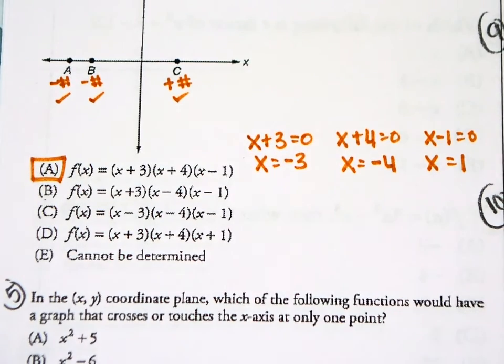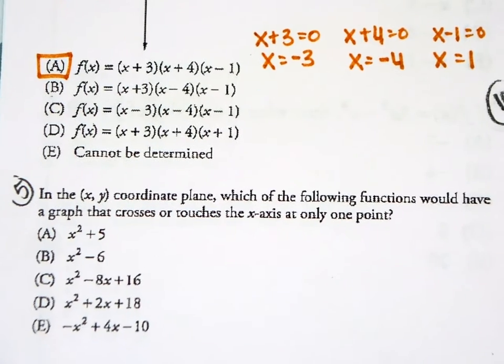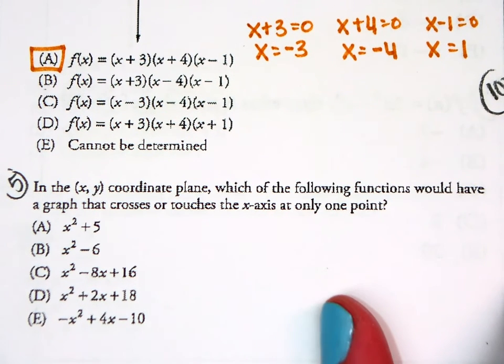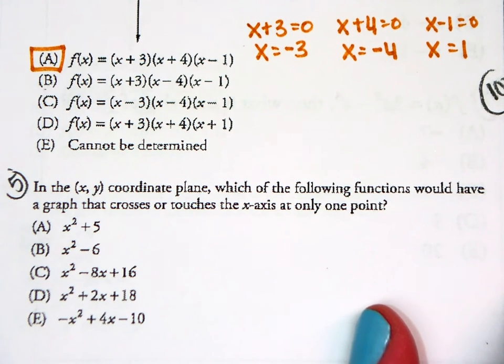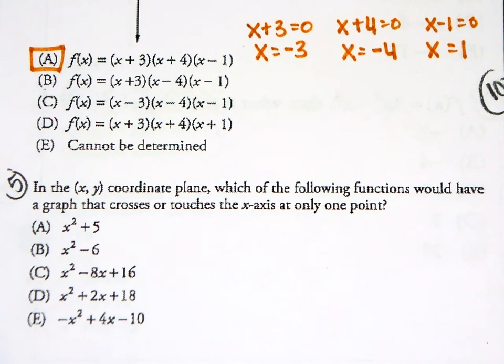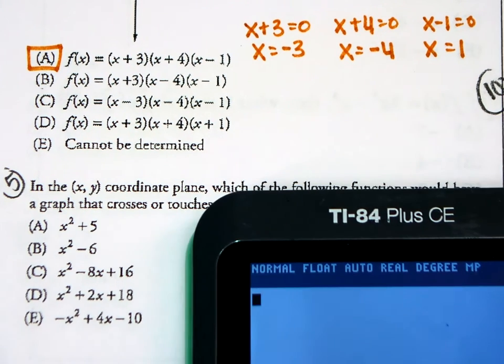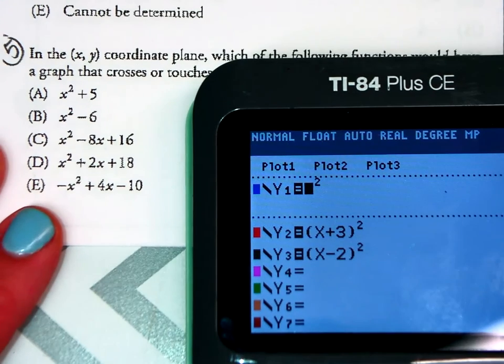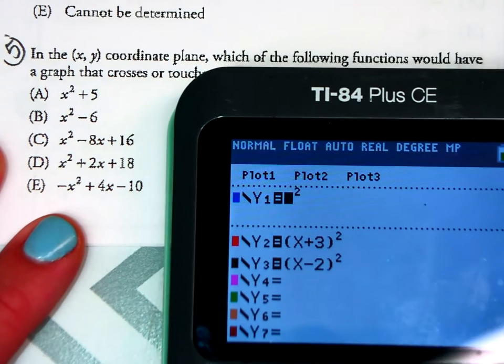Number 5, in the xy coordinate plane, which of the following functions would have a graph that crosses or touches the x-axis at only one point? What I would recommend is just graphing. So I'm going to go in here and I'm just going to graph. So let me move this down just a little bit. So the first one is x squared plus 5.